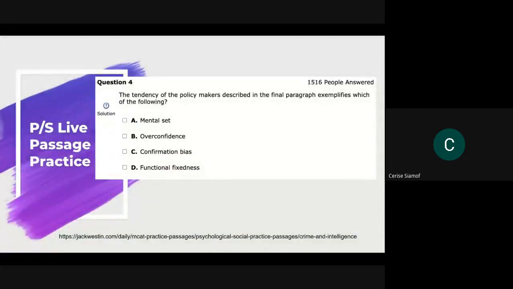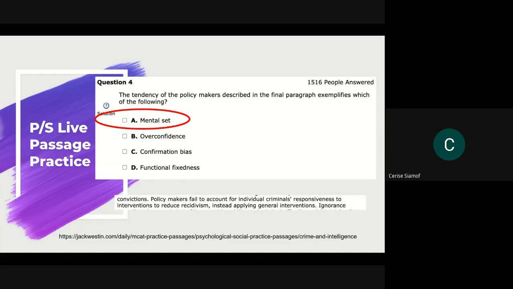Okay, so 4 was, the tendency of the policymakers described in the final paragraph exemplifies which of the following? And the answer to this one was A, which is mental set. So the sentence that it's referring to is, policymakers failed to account for individual criminals' responsiveness to interventions to reduce recidivism, instead applying general interventions.